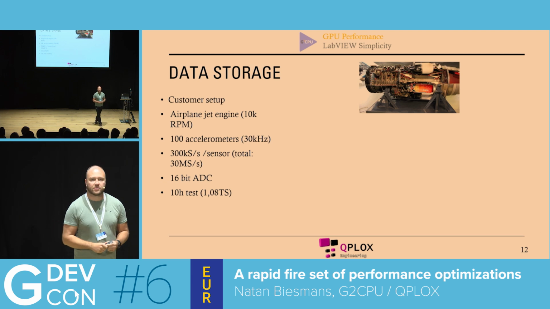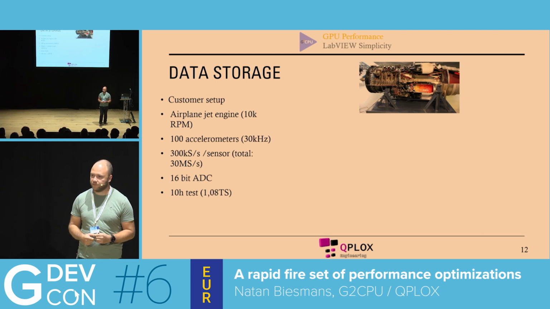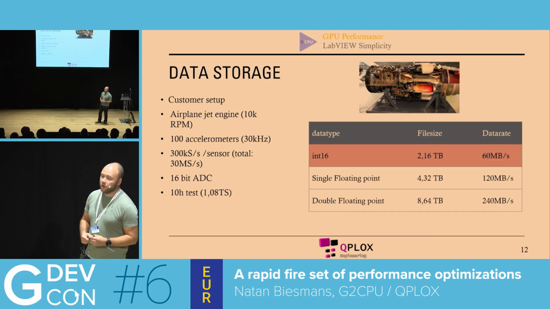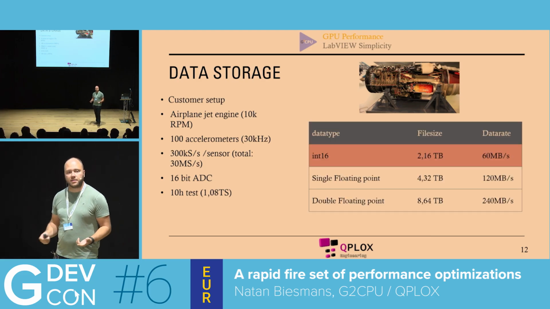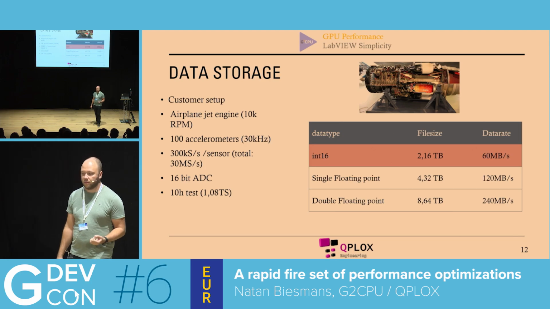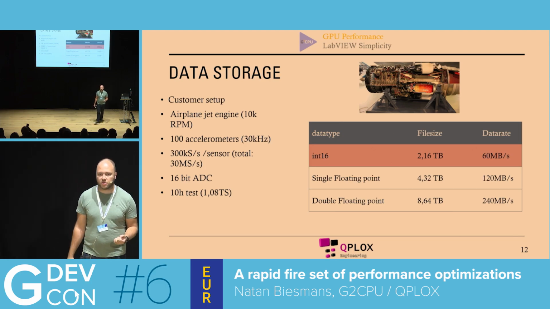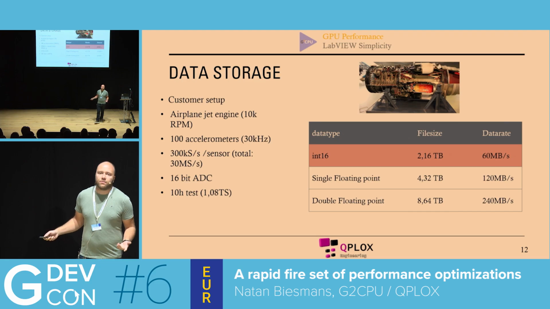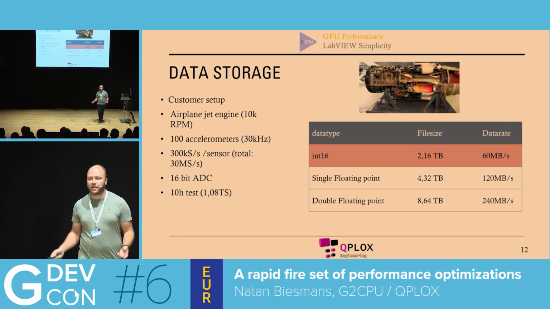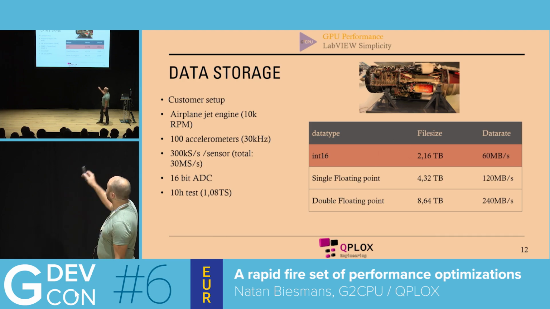And we're going to test for about 10 hours. That's about 1 terasamples worth of data. That's a lot of data. Now, if we want to store this, depending on the data type, we get a similar drastic change. I think most of us here will just say, okay, we're going to save it as a double floating point. That's the default value. Let's use that. But the impact can be quite drastically different.